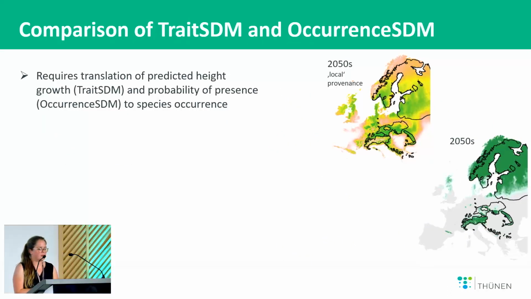So, the goal of our study was not only to develop two different models, but also to actually compare them. And if you take a look at these two, here's the trait SDM and the occurrence SDM for the 2050s, it seems at first glance that the trait SDM draws a better scenario. So it's not as urgent or not as bad as this prediction.